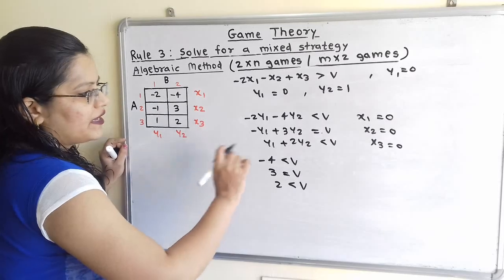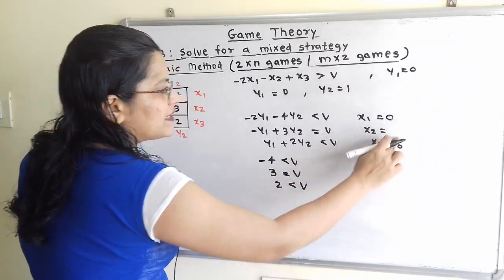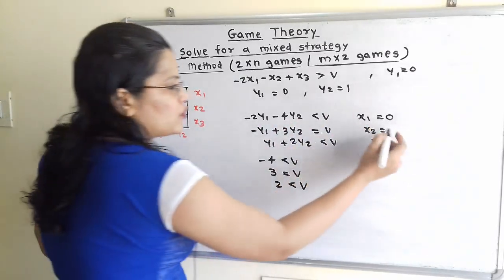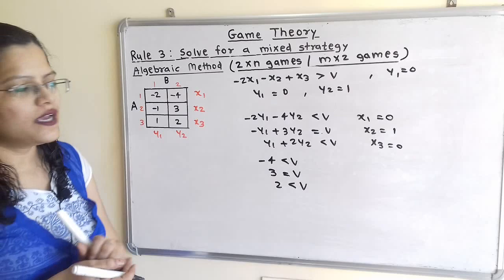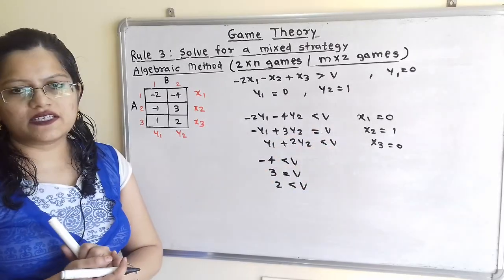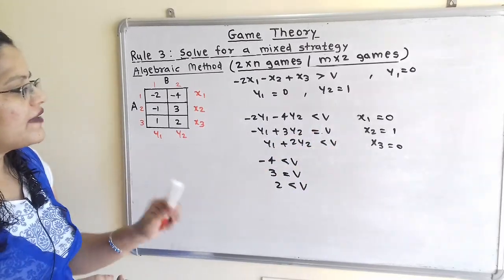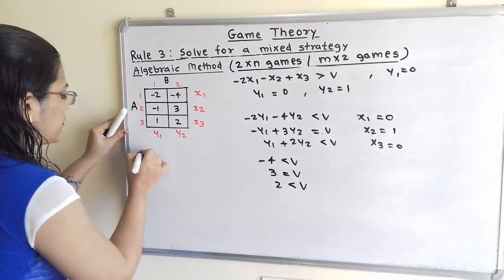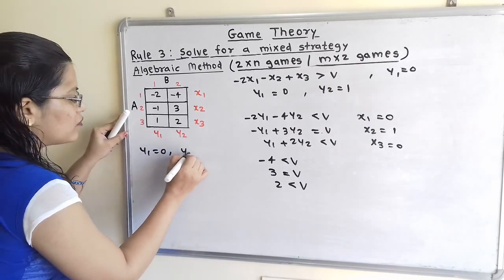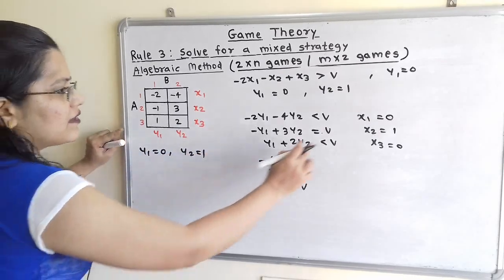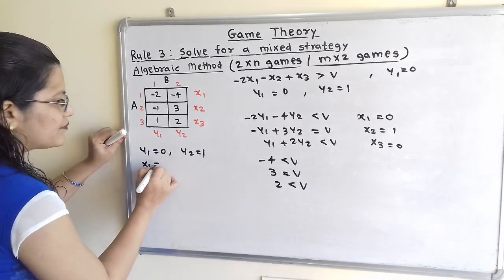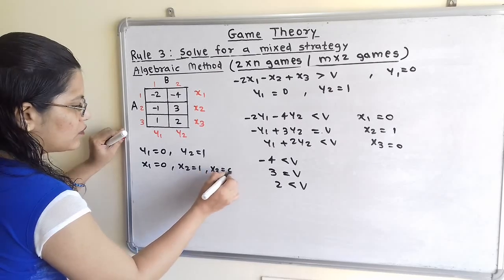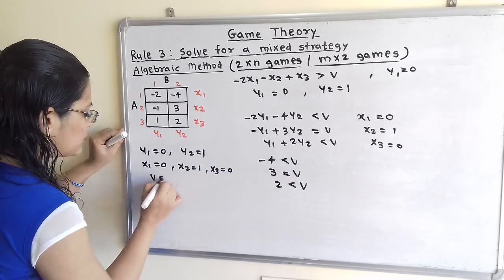Because V is equal to 3, that means we will write here minus y1 plus 3y2 is equal to V. And this theorem is not applied, so we will take x1 is equal to 0, x3 is equal to 0. So the value of x2 is equal to 1, because x1 plus x2 plus x3 is equal to 1. Now again we will cross check the values. Now we have y1 is equal to 0, then y2 is equal to 1, then x1 is equal to 0, x2 is equal to 1 and x3 is equal to 0, and the value of V is equal to 3.